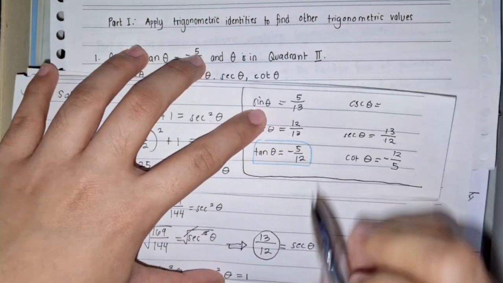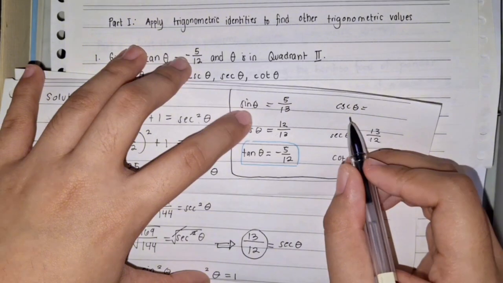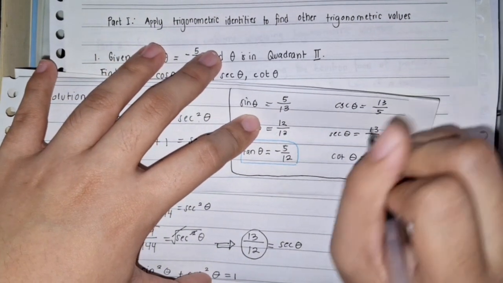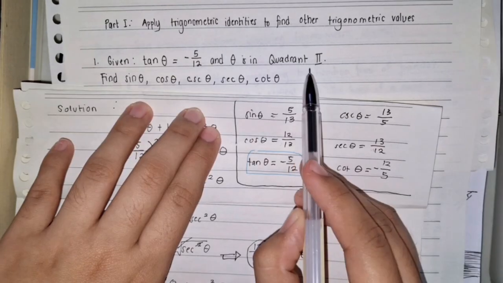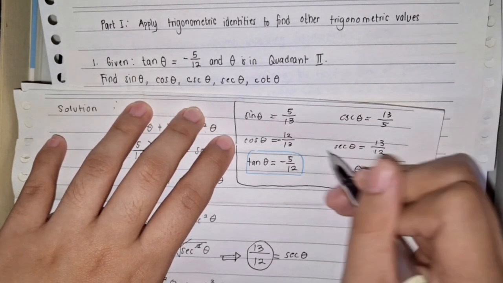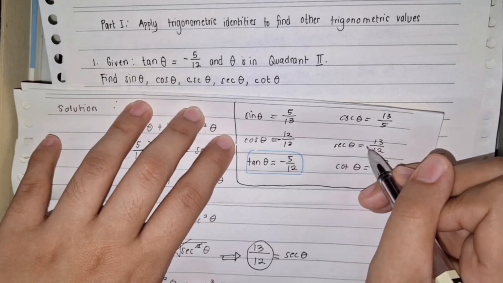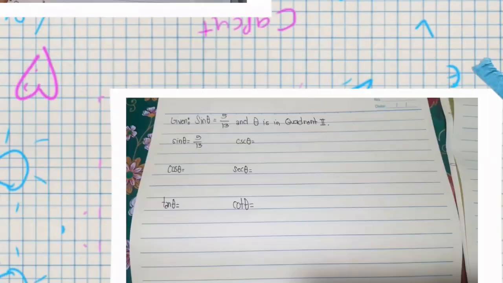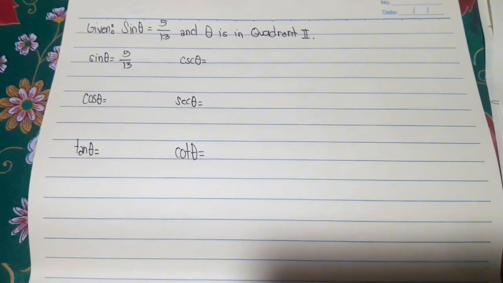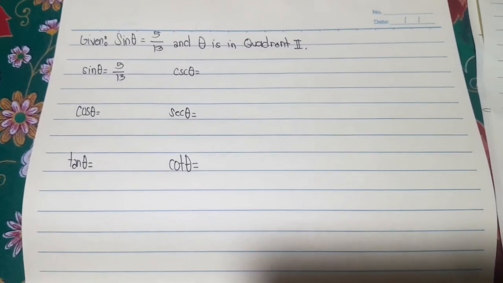5 over 13. And we can complete this now by getting the reciprocal form of sine theta, 13 over 5. And let us not forget, it is in quadrant 2, so therefore, this cos theta should be negative, and also the reciprocal form, secant theta, should be negative. And now, let's proceed to our topic, which is to apply trigonometric identities to find other trigonometric values.